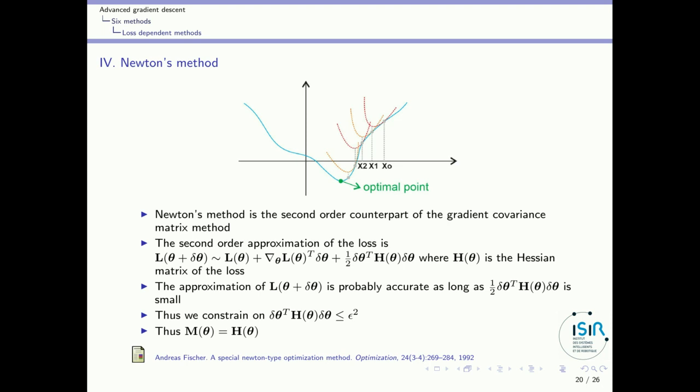Okay. This time, if we take the second order approximation, again we approximate the loss of theta plus delta theta, so we get this term, and we add that particular term corresponding to the second order, where H of theta is the Hessian matrix of the loss. Okay, and the idea is that this approximation is accurate as long as that particular term is small enough. Okay. So instead of constraining on the first order terms, we will constrain just on the second order term. And you can see that immediately we get M of theta is the Hessian matrix. Okay, that's quite easy to understand.